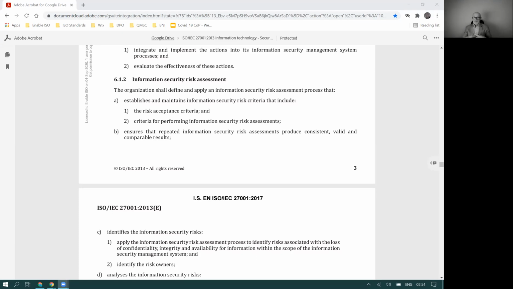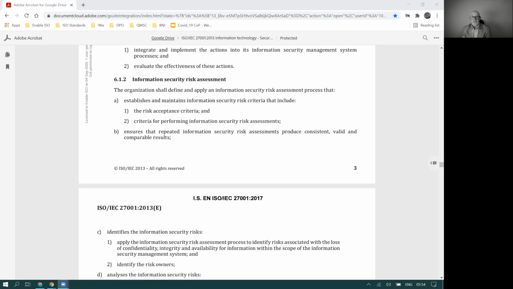So it goes beyond actions to address risks and opportunities, and it looks for specific risk assessment criteria. So let's look at it in detail. The organization shall define and apply an information security risk assessment process that: A, establishes and maintains information security risk criteria that include 1, the risk acceptance criteria, and 2, criteria for performing information security risk assessments. B, ensures that repeated information security risk assessments produce consistent, valid, and comparable results.